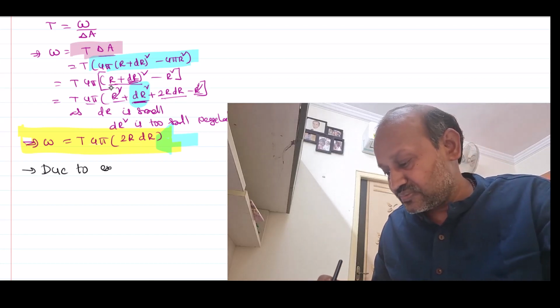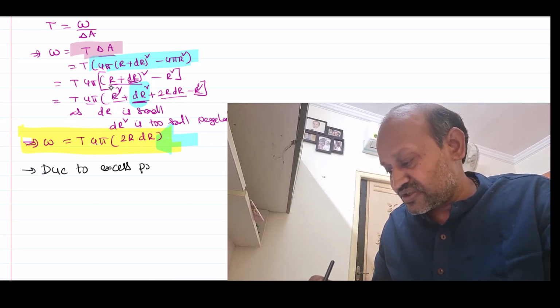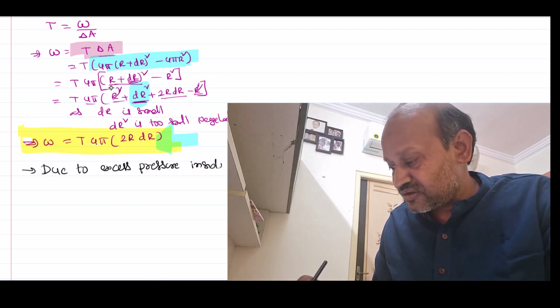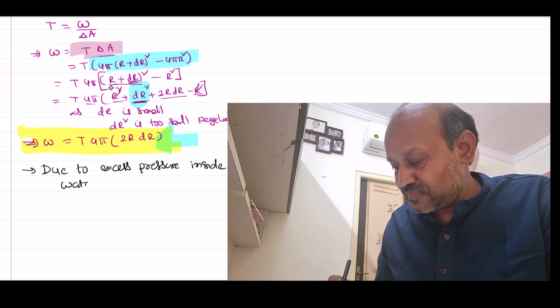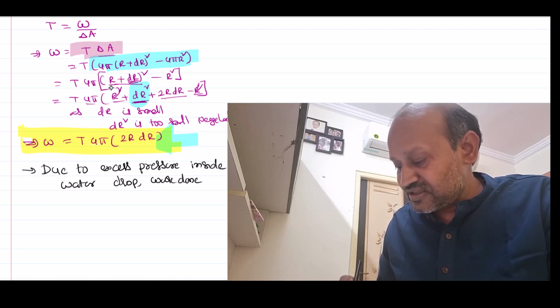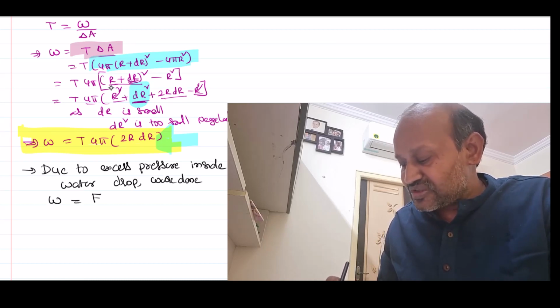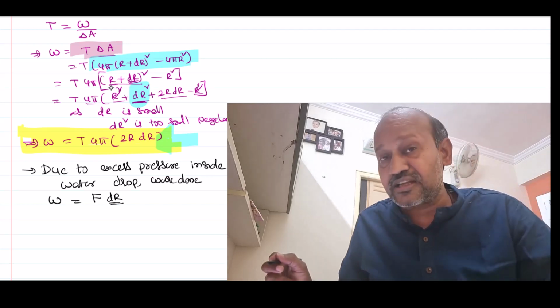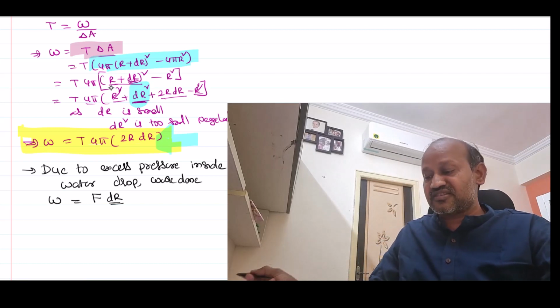Due to excess pressure inside the water drop, some work is done. How much is that work done? Work done is equal to force into displacement. The displacement that is caused in the diagram is only the change in the radius, that is dr.